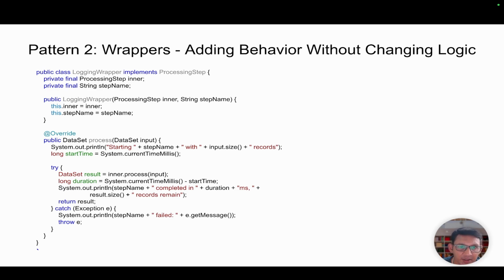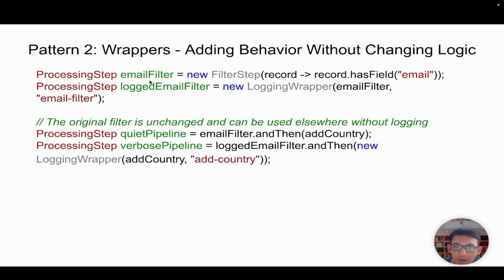Notice the try catch block. If the inner step throws an exception, we log the failure and then rethrow the exception. This way, we add logging without changing the error handling behavior. Now, you can add logging to any step without modifying the step itself. The original email filter is completely unchanged. It doesn't know or care that it has been wrapped with logging.